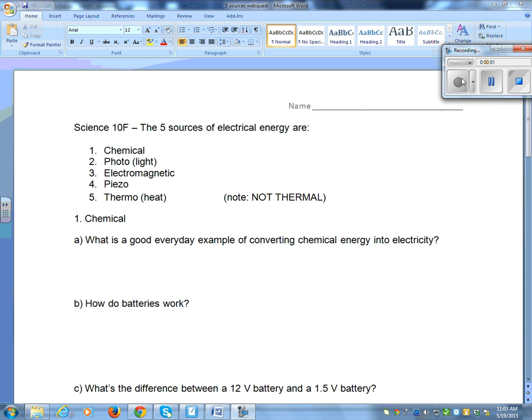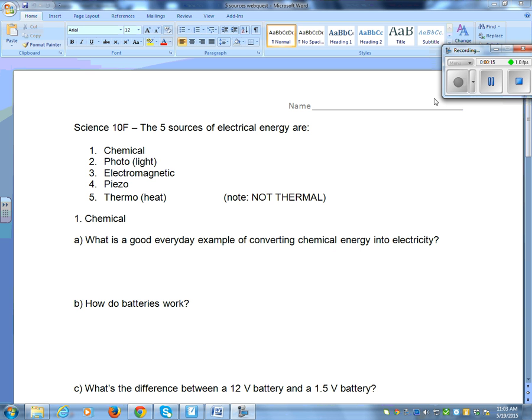First of all, on the test, I'll give you these 5 sources. You need to give me an example and be able to explain a little bit. So will this be on the test? Absolutely. One of the outcomes is to identify the 5 sources and give an example.